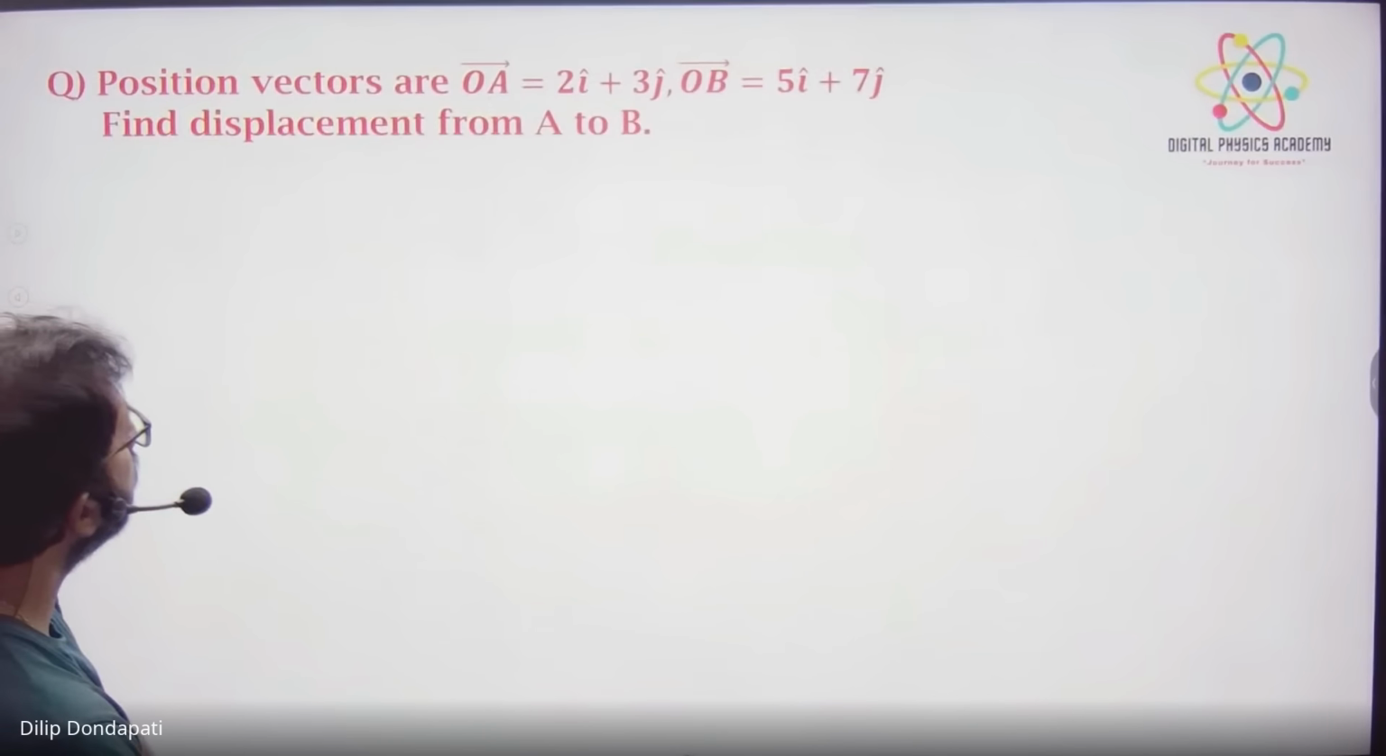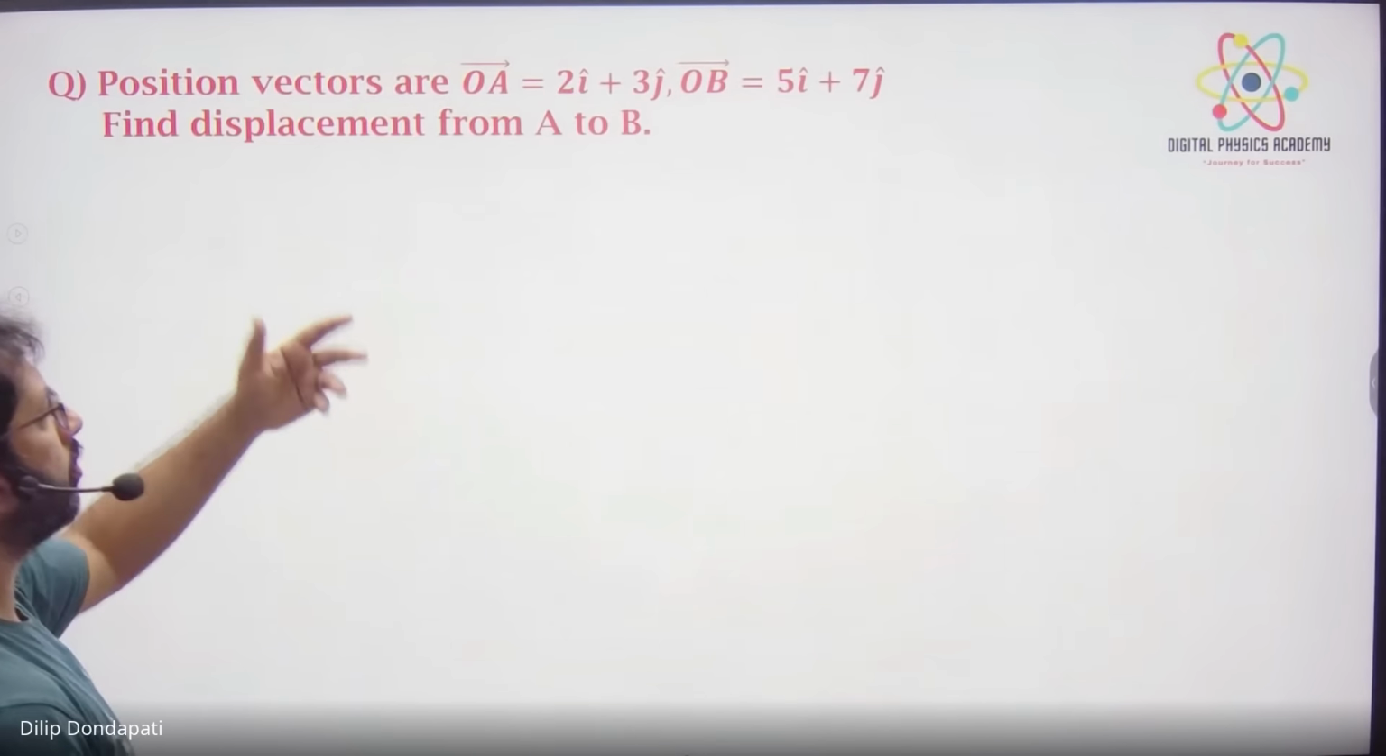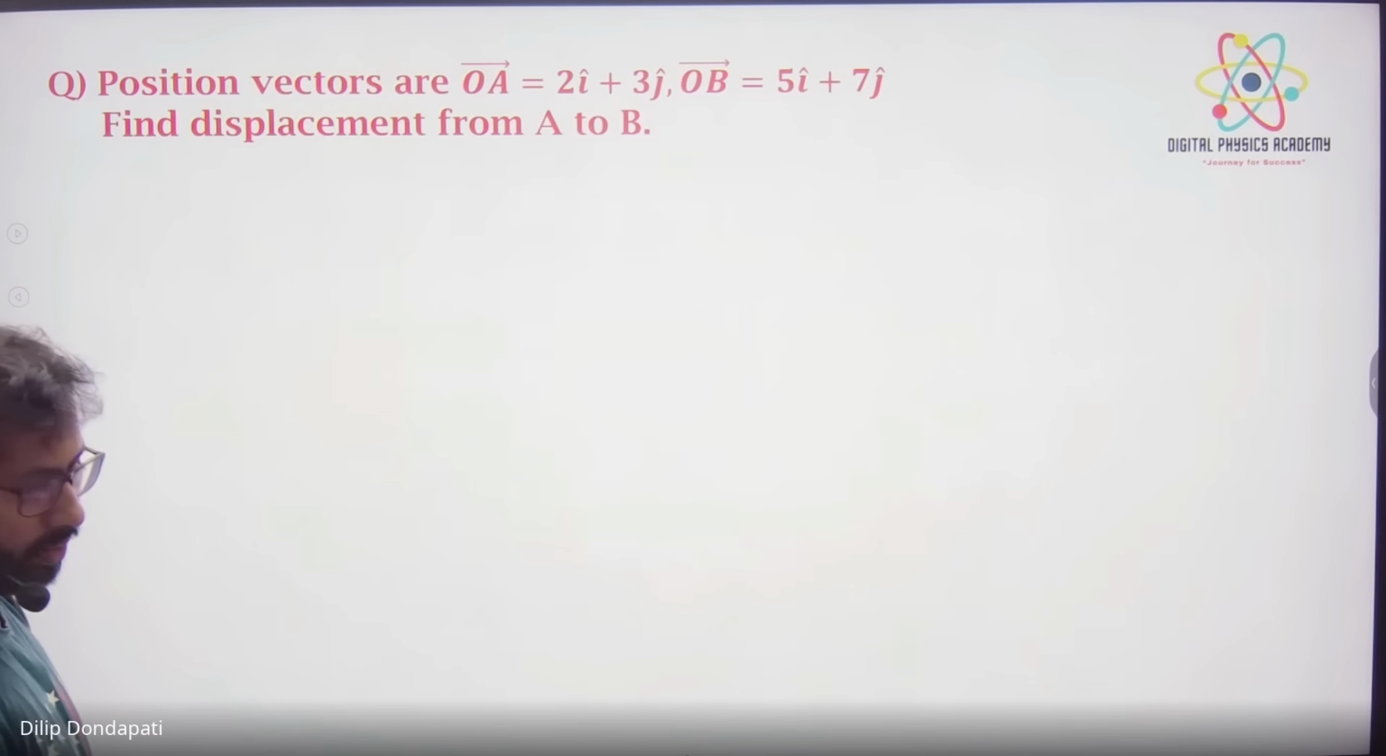The position vectors are given to you. Find displacement vector simply. AB vector. 3 I cap plus 4 j. Done.